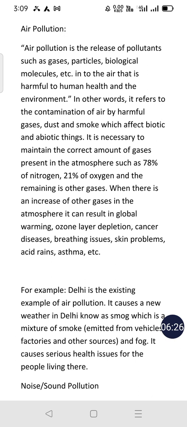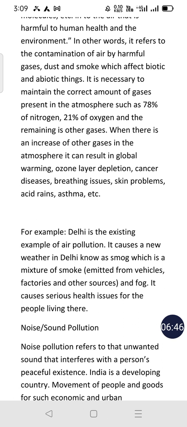It is necessary to maintain the correct amount of gases present in the atmosphere, such as 78% of nitrogen, 21% of oxygen, and the remaining is other gases. When there is an increase of other gases in the atmosphere, it can result in global warming, ozone layer depletion, cancer diseases, breathing issues, skin problems, acid rains, asthma, etc.